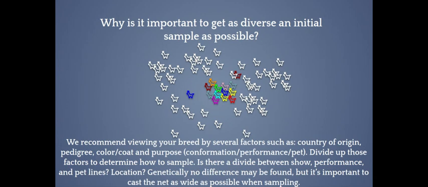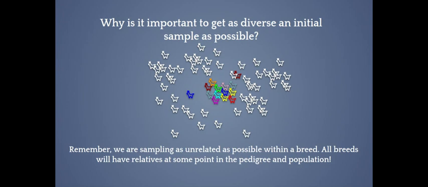So you want to divide up those factors to determine how to sample your breed. If there is a divide between show, performance, and pet lines or location, we want to make sure that they're all sampled. We may not find that there is a genetic difference, but it's important to cast the net as wide as possible in the initial sample to get the best initial sample for our calculations. Now remember, we're sampling as unrelated as possible within a breed. All breeds will have relatives at some point in the pedigree because that is how breeds are formed.